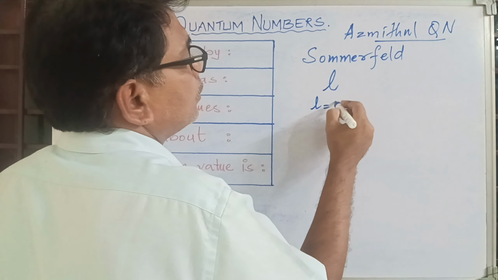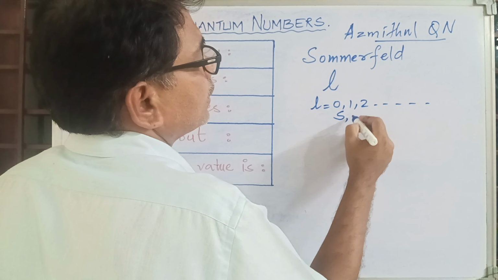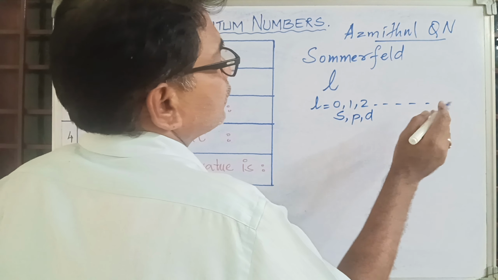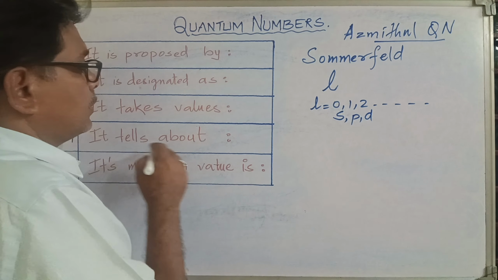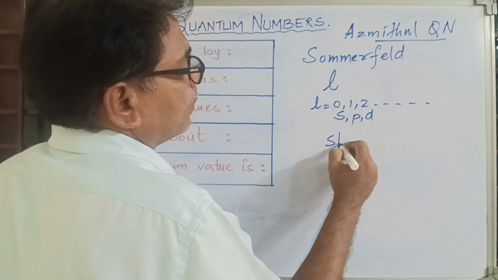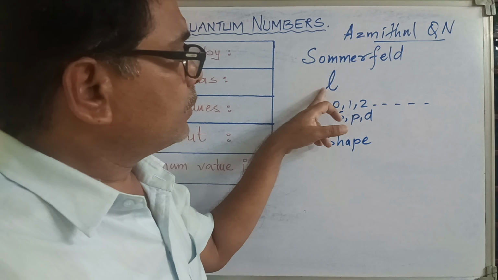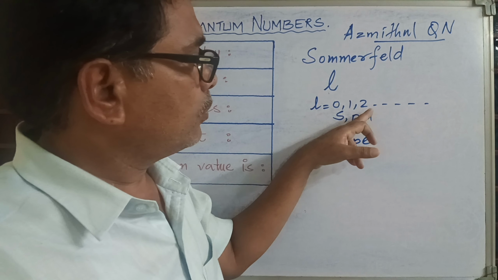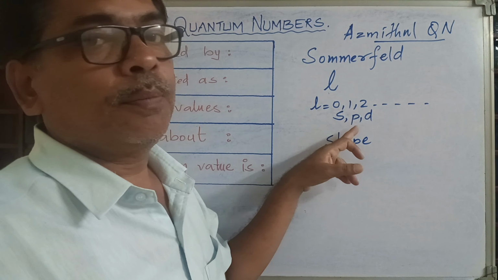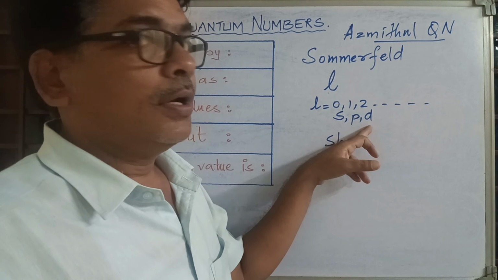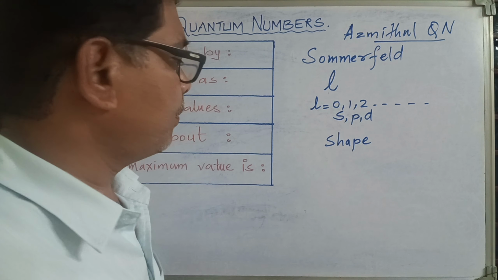And l takes values 0, 1, 2 and so on, which are also designated as s, p, d, f and so on. These are nothing but orbitals. And what does it tell about? It tells us about shape. Why? Because l takes the values 0, 1, 2, 3, designated as s, p, d, f. s is spherical in shape, p is dumbbell shape, d is double dumbbell shape. So it is particularly speaking about shape.